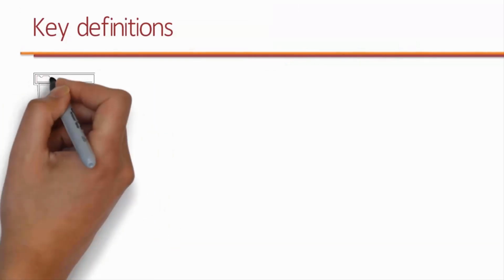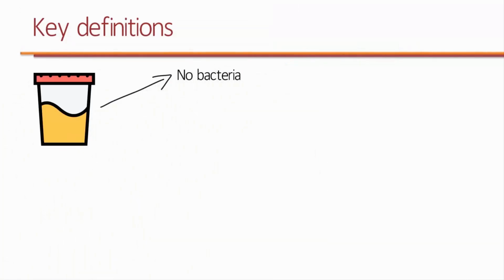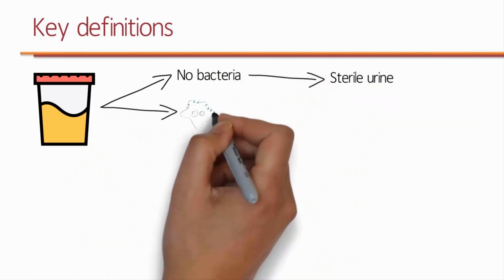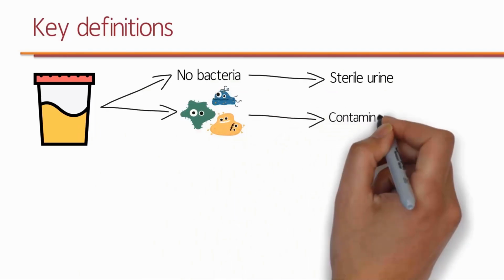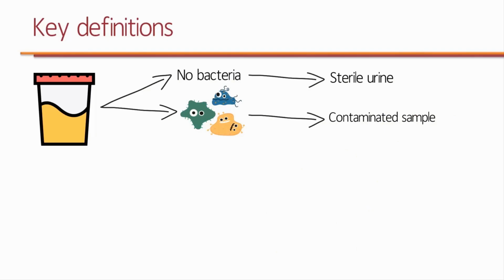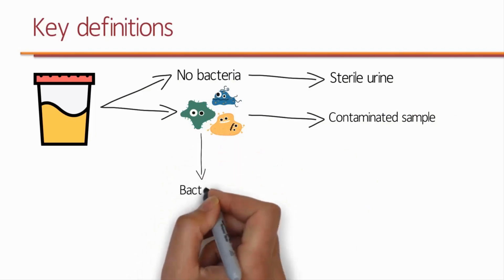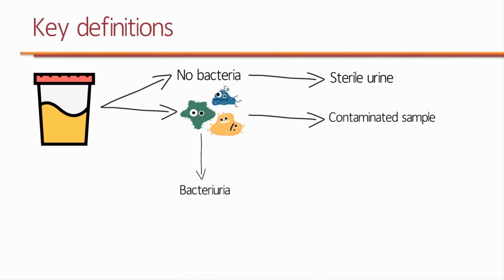When you get a urine sample from a patient, for most individuals there will be no bacteria in the urine. The urine is supposed to be sterile, especially in men, and we call this sterile urine. Now, if you find bacteria in the urine sample, this could be due to contamination of the sample. This could be from the skin of the patient or from the environment. Once you rule out contamination, if there are bacteria in the urine, we call this bacteriuria. This means the presence of bacteria in the urine.